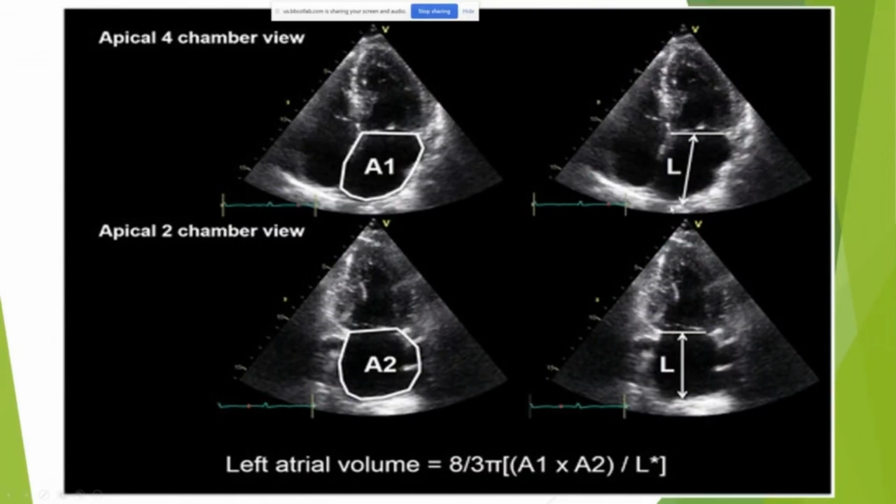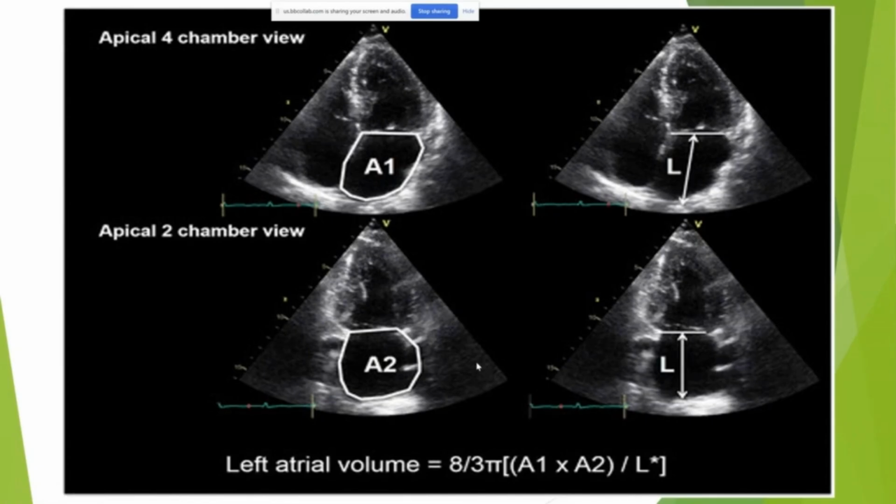We get the length, and then when we get to apical 2 chamber, again, annulus to annulus, from the medial annulus to the lateral annulus. And then the length again. Remember, this is apical 4-chamber. This is apical 2-chamber.